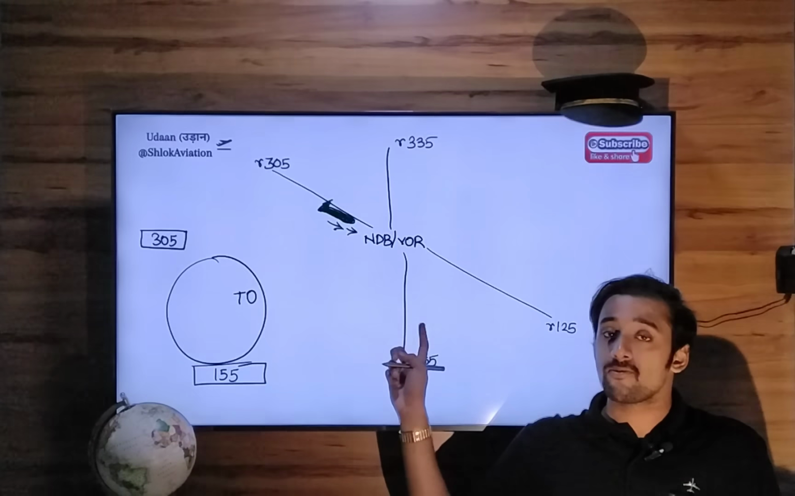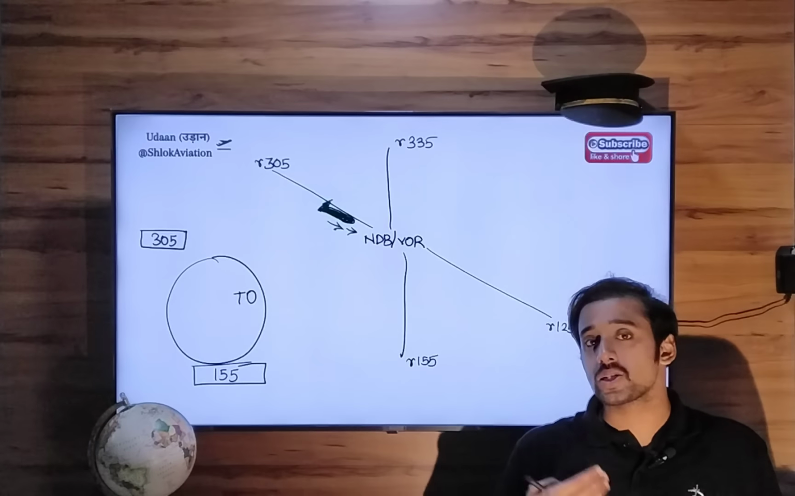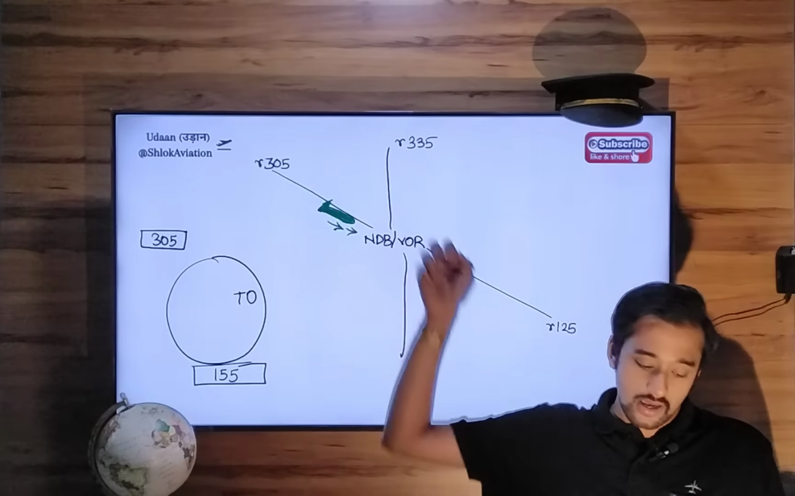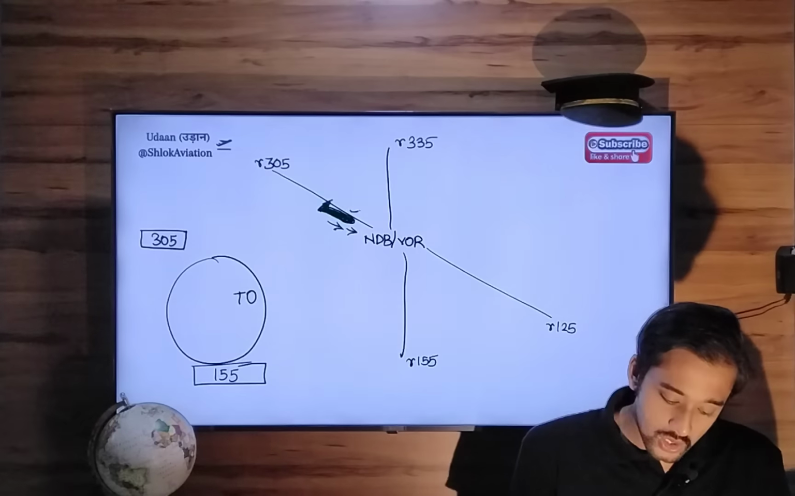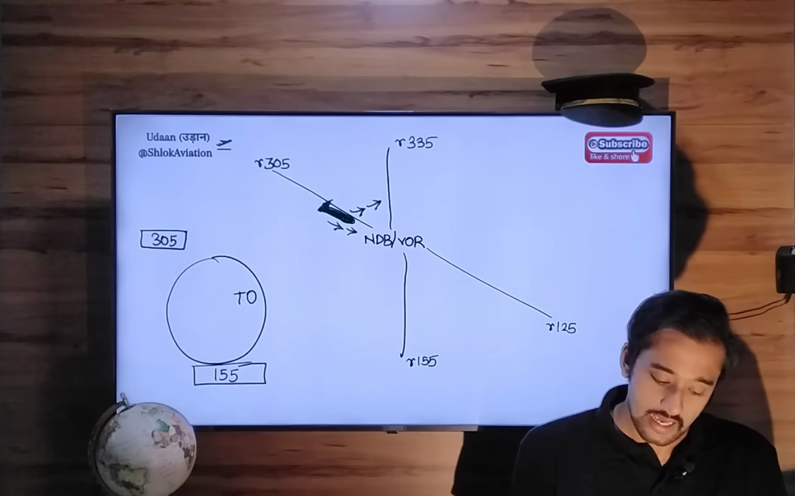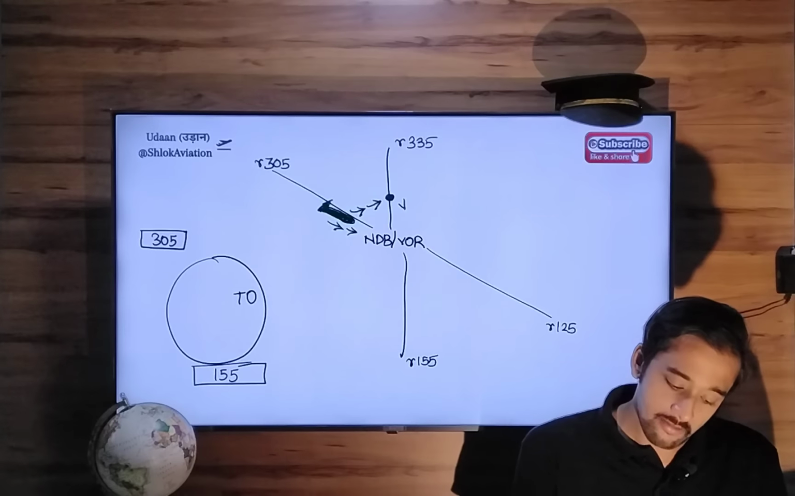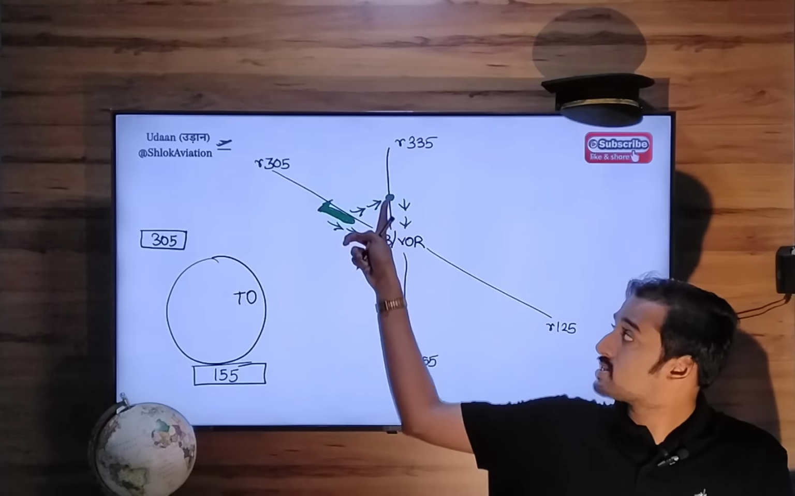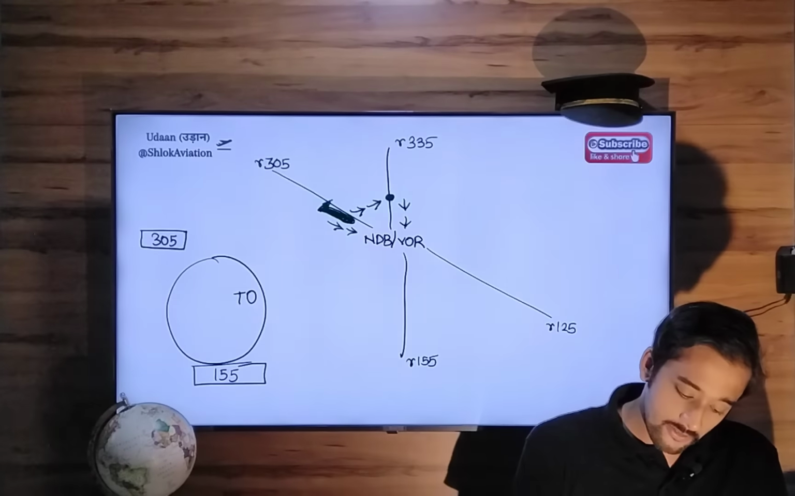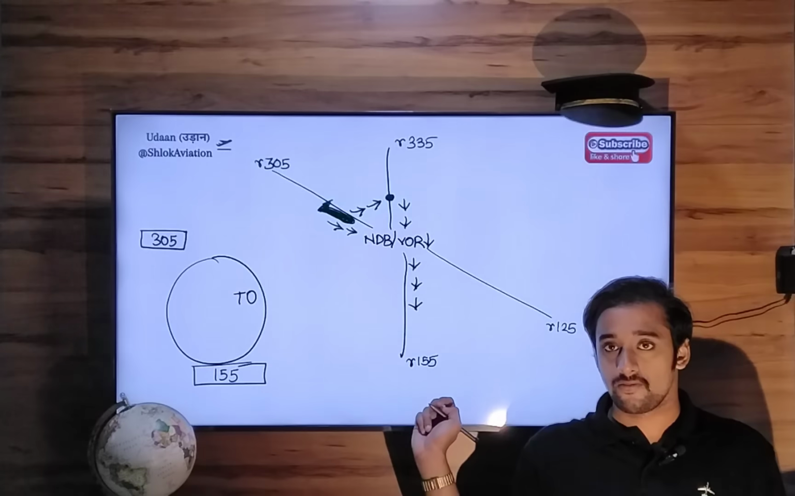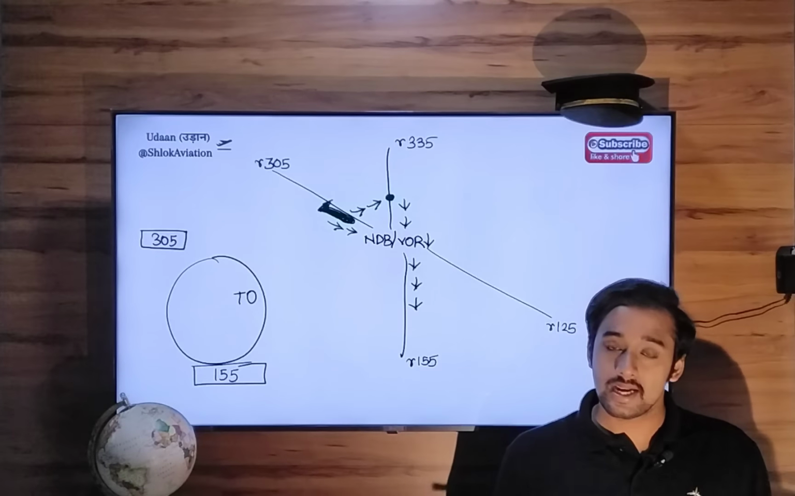So which radial will take you towards 155? It is the opposite one, which is 335. So you will have to turn towards left, intercept this radial 335, then fly inbound towards VOR on this particular radial, overfly the VOR, and then transition onto radial 155. So what will the CDI indicator show?